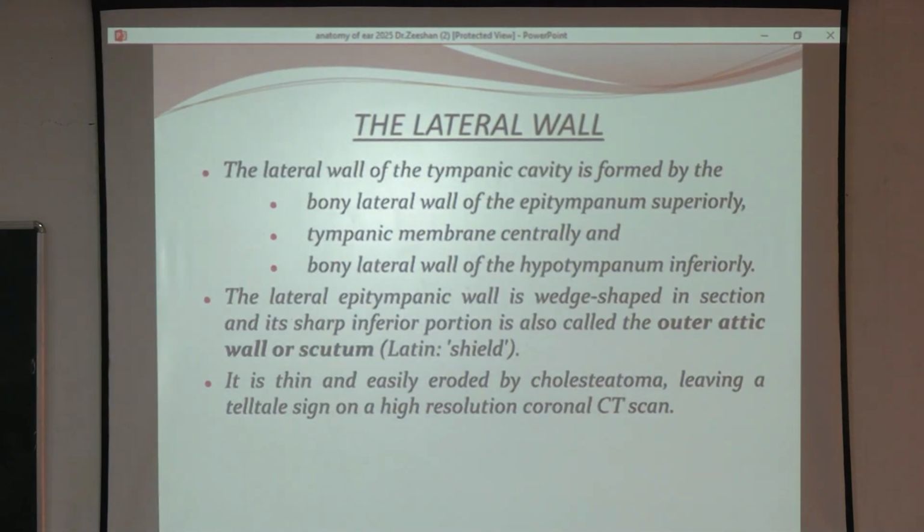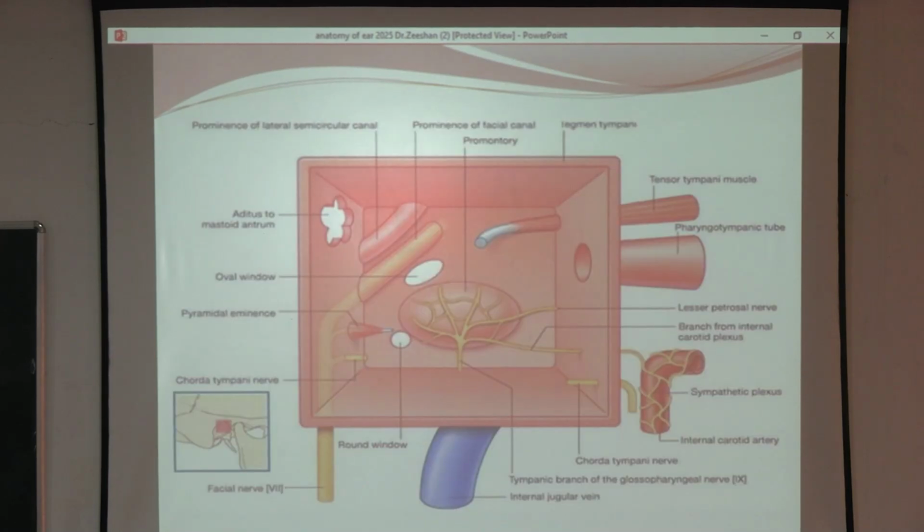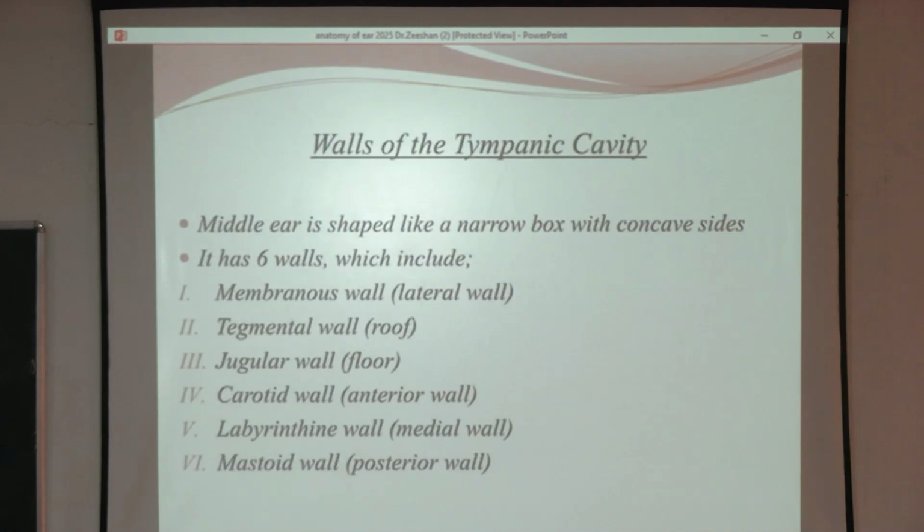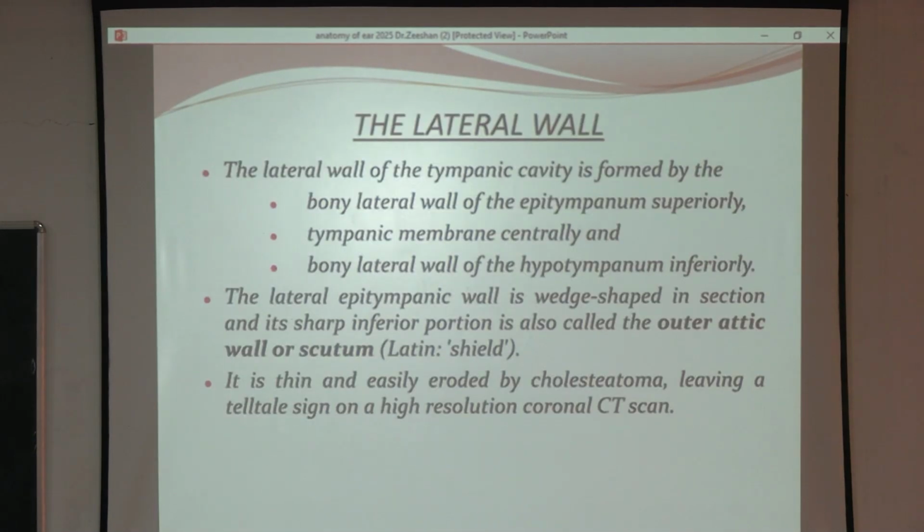The lateral epitympanic wall is wedge-shaped in section, and its sharp inferior portion is also called the outer attic wall or scutum. This wall is also called scutum. Why? Because this wall shields this part. That is why it has a Latin name, scutum. It is thin and easily eroded by cholesteatoma, leaving a telltale sign on high resolution CT on coronal scan.